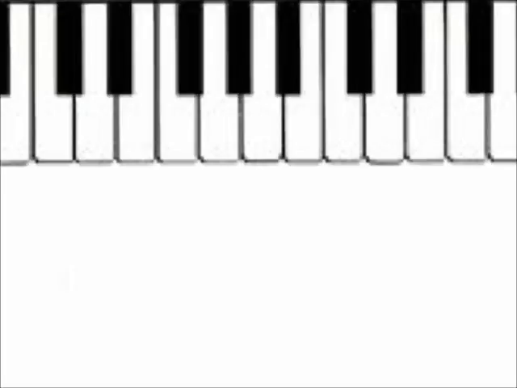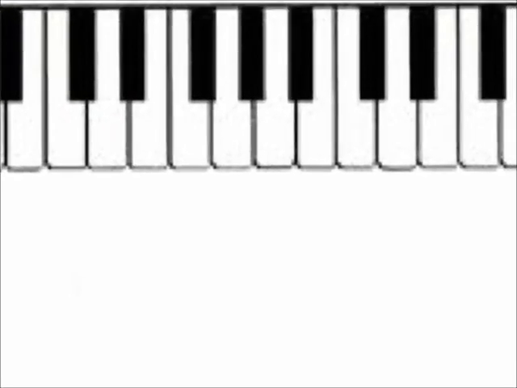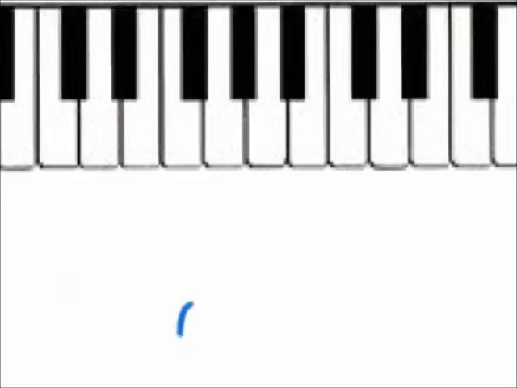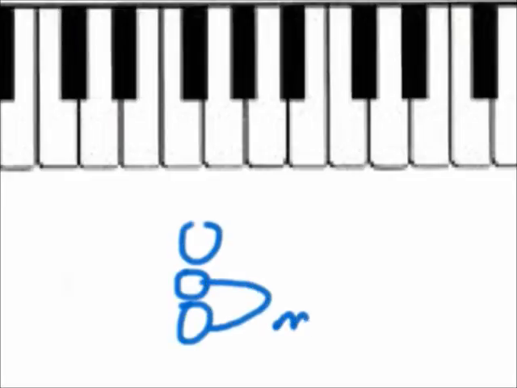We talked about major triads, where the interval between the bottom two notes is a major third, and the interval between the top two notes is a minor third. Now we're going to talk about minor triads, where the interval between the bottom two notes is a minor third, small m, 3, and the interval between the top two notes is a major third.